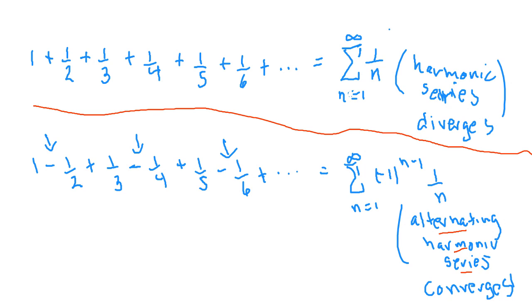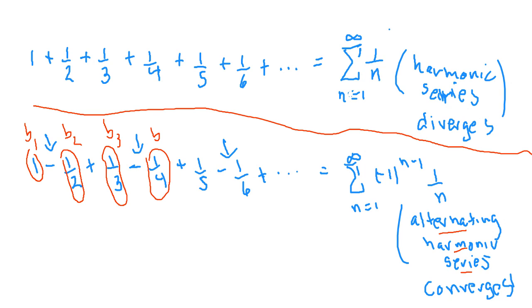So 1 equals b sub 1. A half equals b sub 2. A third equals b sub 3. A fourth is b sub 4. A fifth is b sub 5, and so forth.